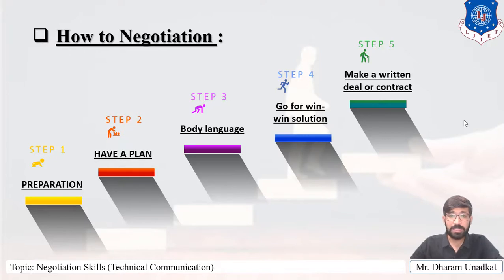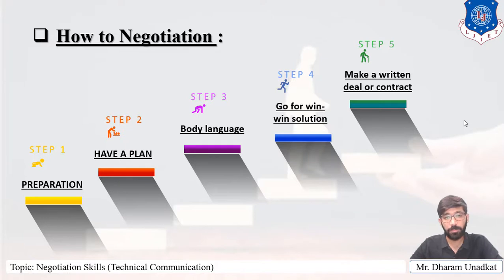So these are the 5 steps for how to negotiate. First, the preparation: you must prepare about the product, the opponent party, etc. Also, you have planned that you want this product at a minimum price. So you have a plan for that.